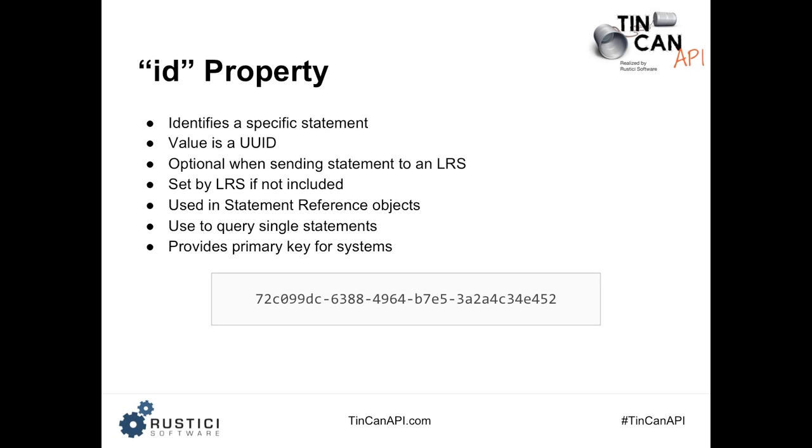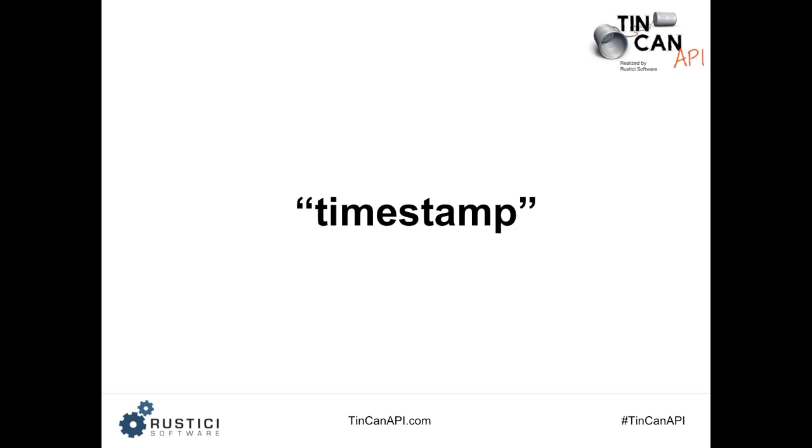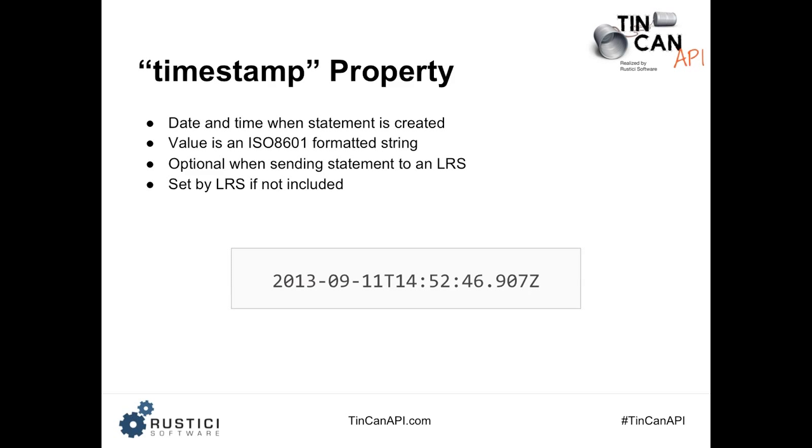The primary key itself enables things such as favoriting statements. It's also necessary for voiding statements. Voiding statements is one example of where a statement reference is used. So looking at a statement that has an ID, this is essentially the same statement that we've been seeing, only I've now added an ID property that is a UUID at the top.